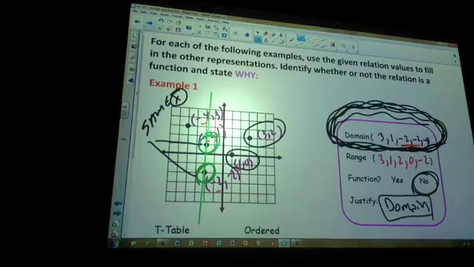Domain repeats. So is this a false fact? If the domain repeats, then it's a no function. I did it on purpose. So if X repeats. How cool is that?